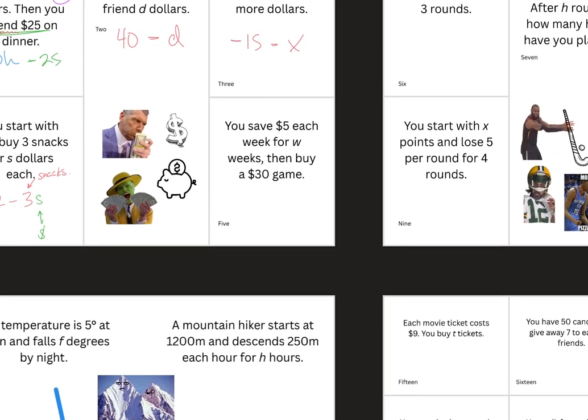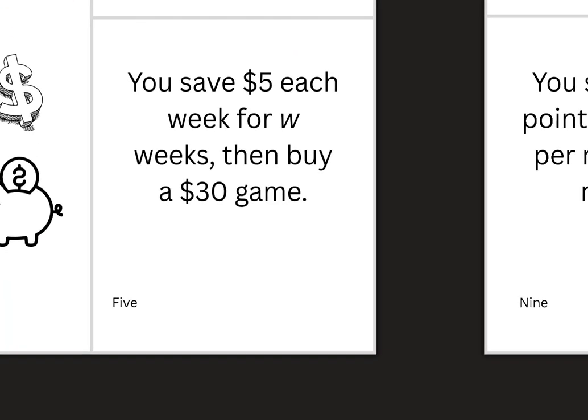So let's move over here. You save $5 each week for W weeks. That's 5W. And then you buy a $30 game. And if you're like, well, these aren't like terms. This was money. This is money. And yes, this is weeks. But since we don't know it right now, we can't simplify it. But if all of a sudden we had information about what that was, we could do it.